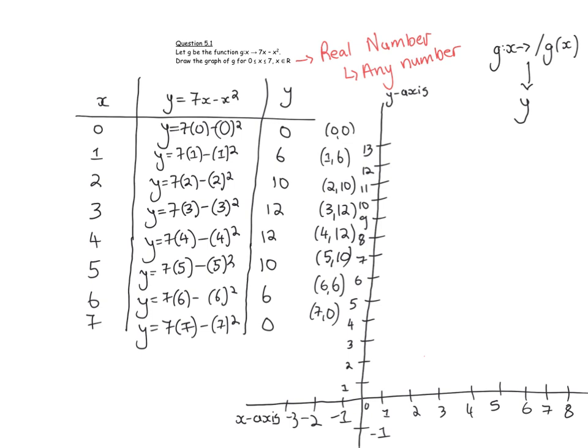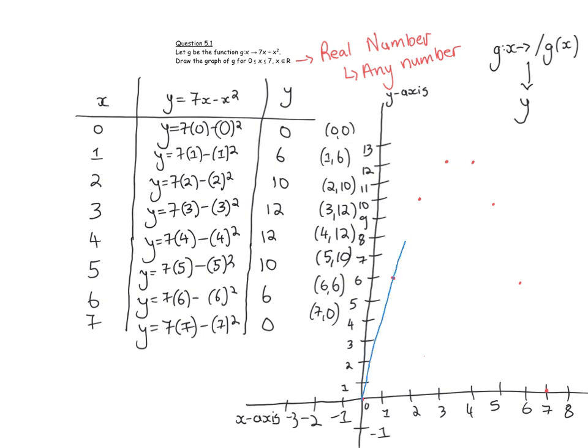So the first point we have is 0, 0. Then we have 1, 6. Now, of course, my graph won't be as neat and tidy as yours, just because I've done all of this by eye. You will have your graph paper beside you when you're doing it. It's 3, 12, 4, 12, 5, 10, 6, 6, 7, 0. I'm going to draw it in blue.